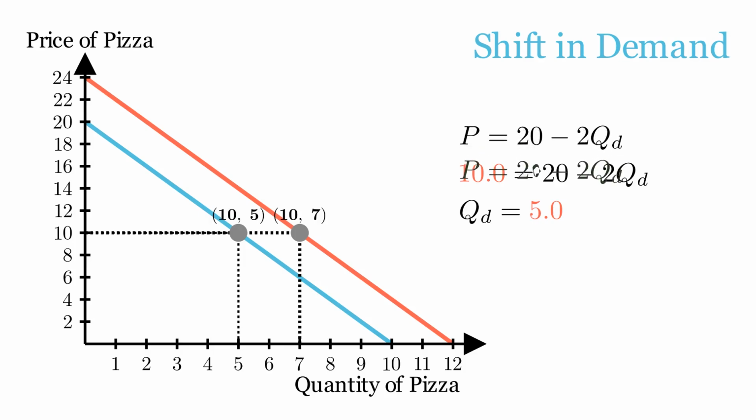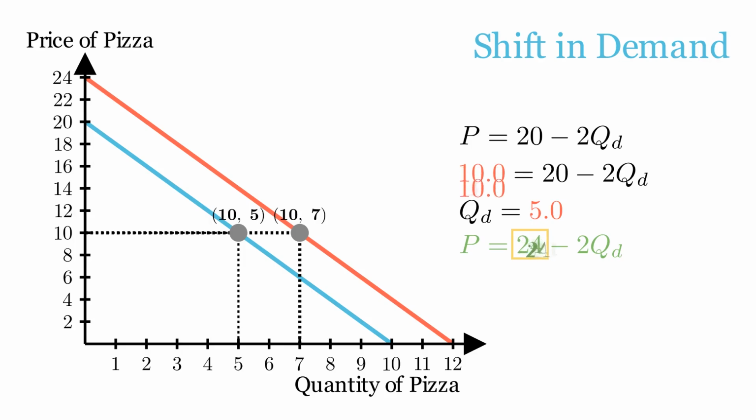The original demand equation also changes to P is equal to 24 minus 2QD because we now have a completely new demand curve with a new intercept. Initially, the intercept was 20, but after the increase in demand, the intercept rises to 24. So, a shift in demand does not change the price within the same equation. Instead, it generates a new demand equation with a different intercept value.